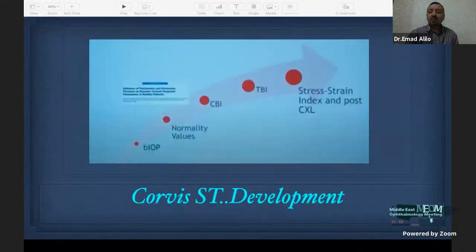So it was a long journey when they started to use it for measuring only corrected IOP. But because there was a collaboration of a group of doctors on different continents, they collected a huge amount, thousands of cases of data, and they developed the normality value first. What is the normative data for this machine? And then by implementing artificial intelligence, the corneal biomechanics index came, then developed to the total biomechanics index, and finally the stress-strain linked index and post CXL.